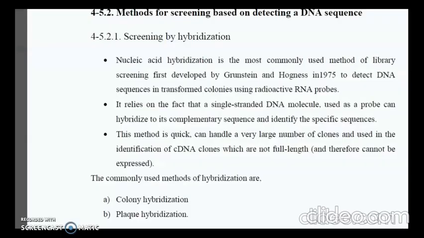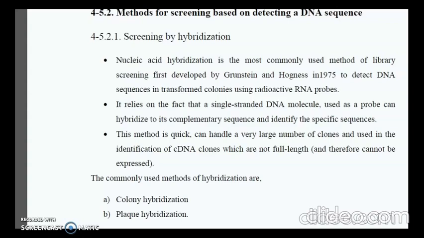Methods of screening based on detecting a DNA sequence. The first one is the screening by hybridization. Nucleic acid hybridization is the most commonly used method of library screening, and it was first developed by Grunstein and Hogness in 1975 to detect DNA sequences in transformed colonies using radioactive RNA probes.